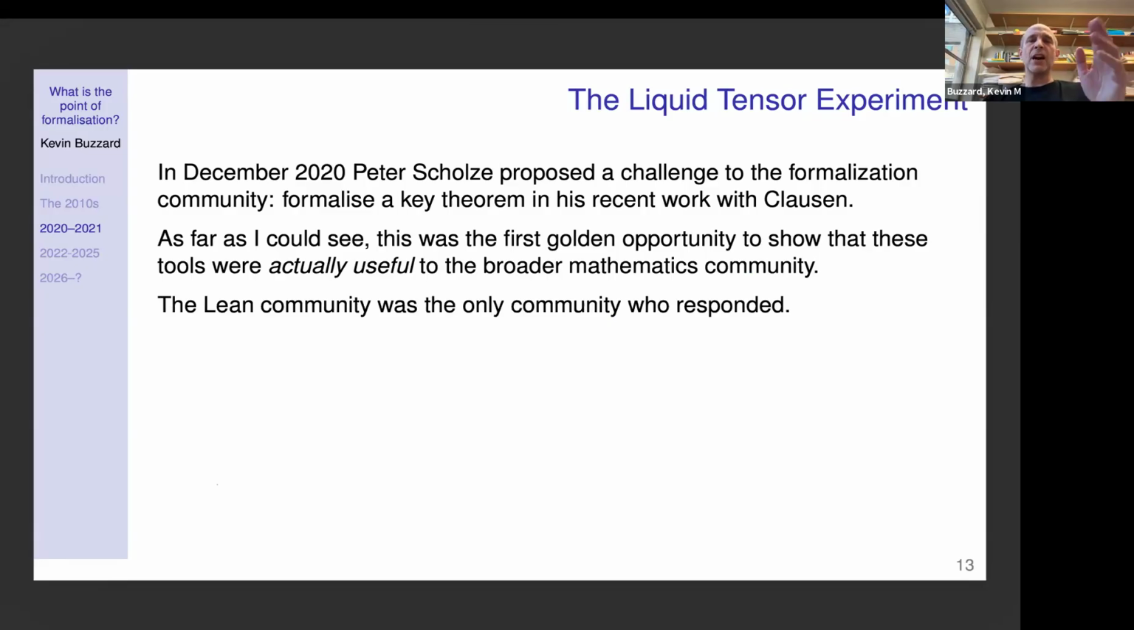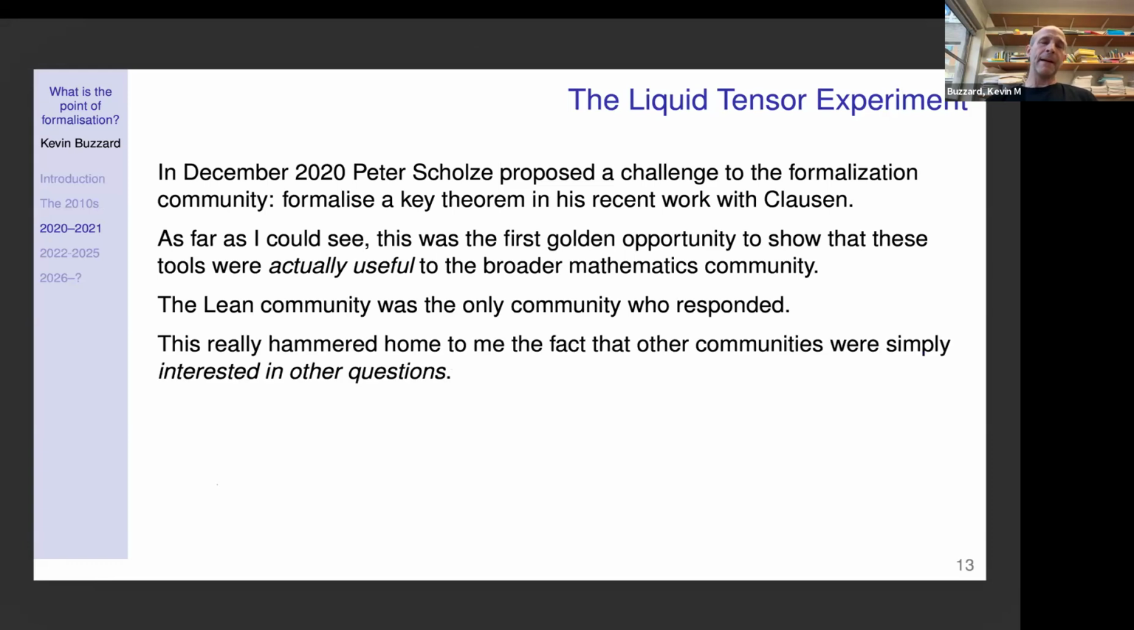So he challenged the entire formalization community, and the only community that did anything about it was the Lean community. All the other theorem provers were just not interested in that question, more interested in type theory, more interested in constructive mathematics, more interested in computer-assisted proofs. And that hammered home to me the fact that I really shouldn't have been berating the other communities, because they're just not interested in research.